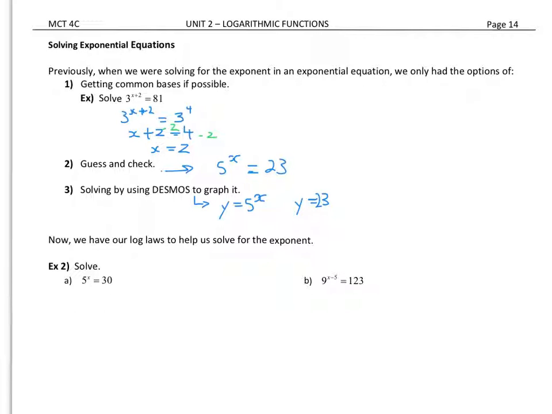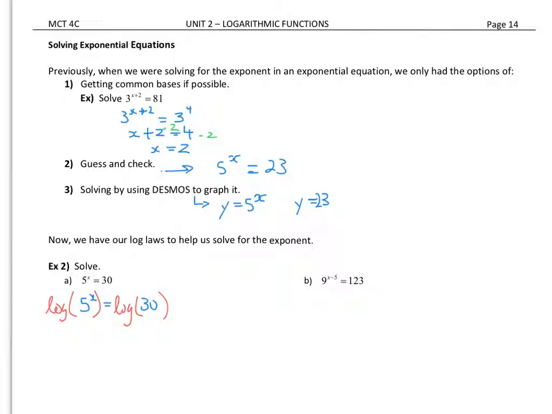So here's my example here. First of all, 5 to the x is equal to 30. Now we know that as long as we do the same thing to both sides of the equation, it stays equal. So here's what we do. We take the common logarithm, because that's the button we have on our calculator. We take the common logarithm of both sides. So we're going to do the log of this side and the log of the other side.